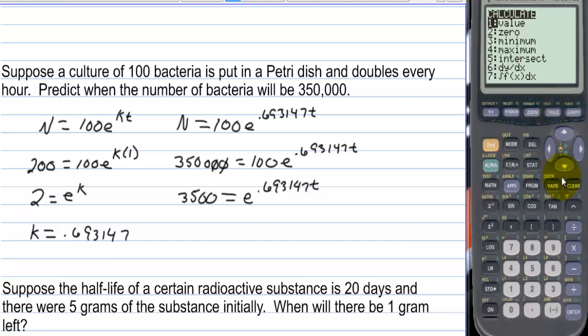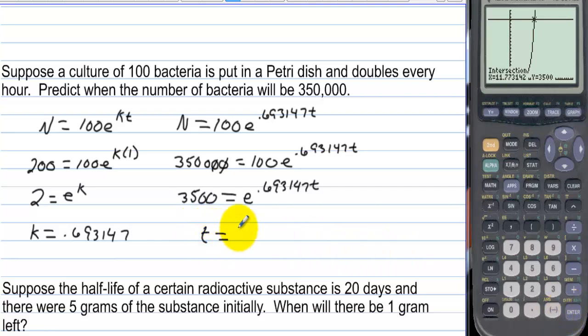So let's find that intersection point right there. Second, calculate, intersection point, number 5. And I can see the cursor is close enough right there. Enter twice. It says guess. I guess about right there. And so t is equal to 11.773 hours.